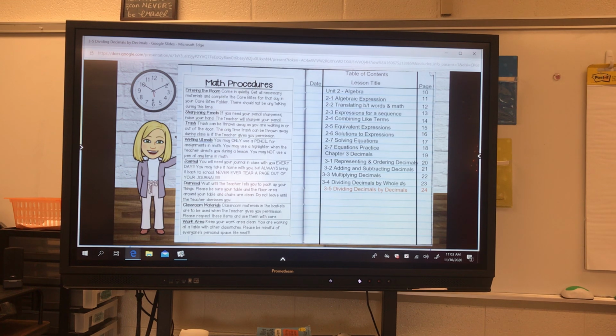Does anybody in here need a highlighter today? Because we do need a highlighter for one thing. So if you don't have one, just raise your hand. I'll bring it to you.